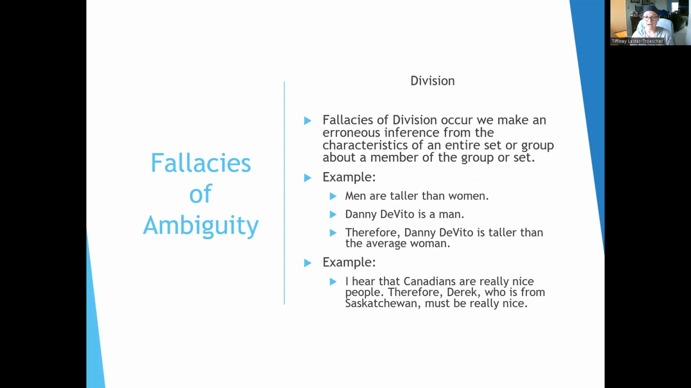Or I hear that Canadians are really nice people. Therefore, Derek, who is from Saskatchewan, must be really nice. We have no idea if Derek's nice because he's from Canada.